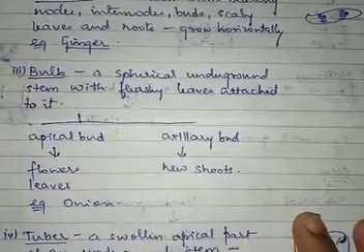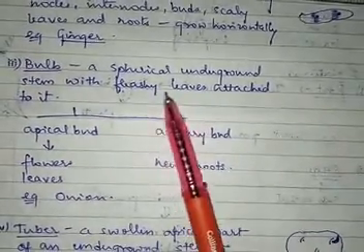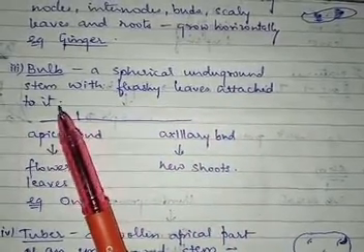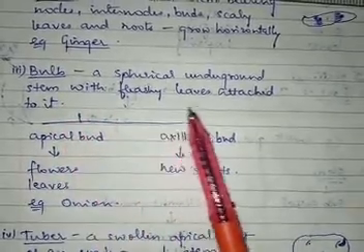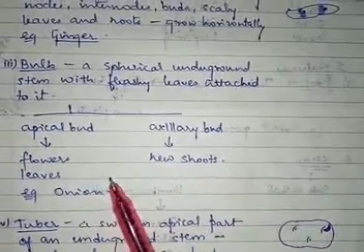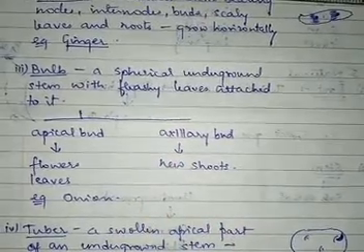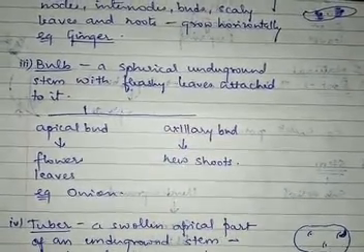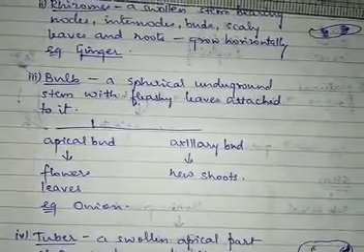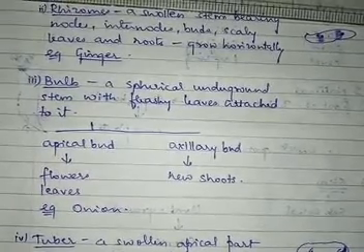Next is the bulb. What is a bulb? A spherical underground stem with fleshy leaves attached to it is called a bulb. The example here is onion, right? Whatever onion structure is there is called a bulb, and this bulb contains leaves. The different parts of the onion that come out, separated out, are basically leaves, and these leaves store the food material.